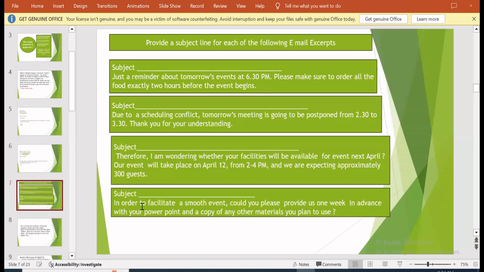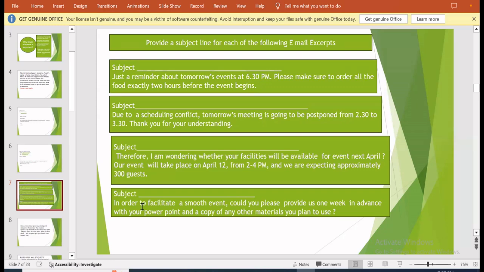So let us do a certain exercise. Provide a subject line for each of the following email excerpts. Tell me what will be the subject. There are 4 exercises. "This is just a reminder about tomorrow's event at 6:30 p.m. Please make sure to order all the food exactly 2 hours before the event begins." Can you tell me what will be the probable subject of this email? It may be anything. It is your imagination. Please think, imagine, and tell me.